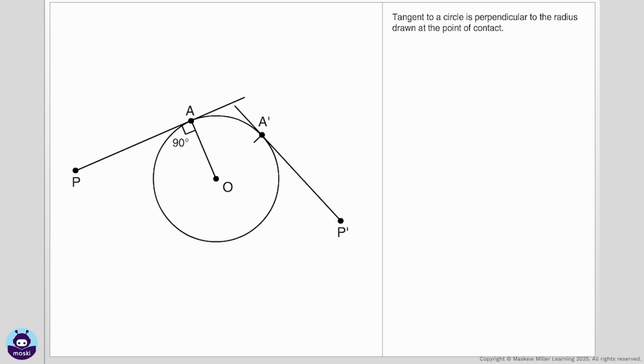Even if we consider tangents at different points on the circle, we still find that the angle between each tangent and the radius at the point of contact for that tangent is always 90 degrees. Let us now determine the equation of the tangent to the circle.